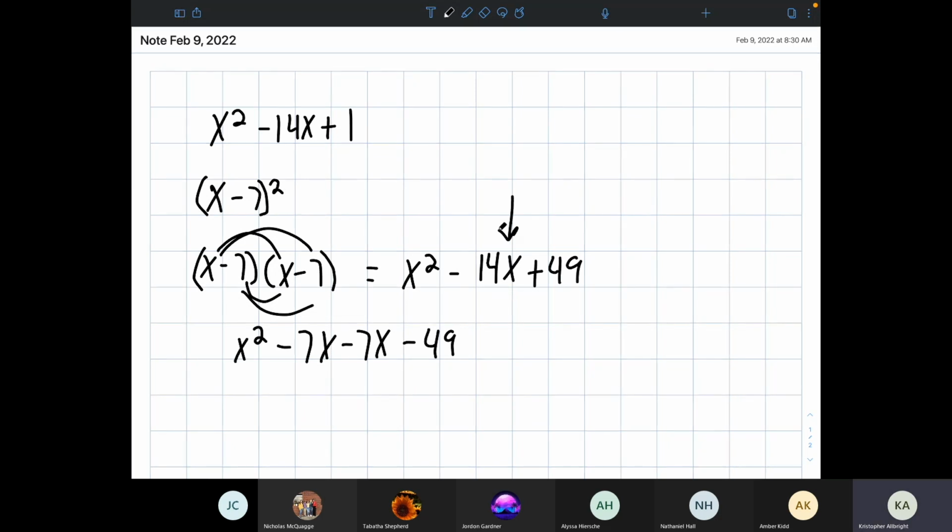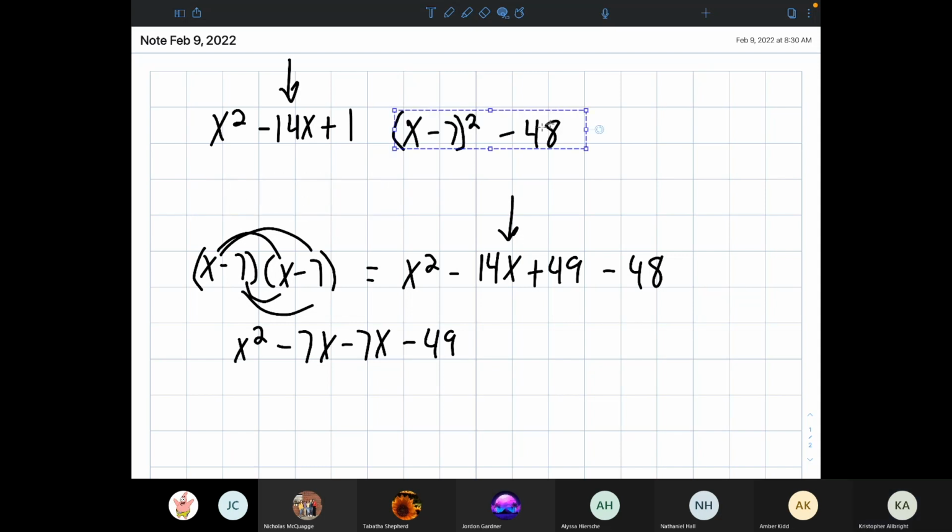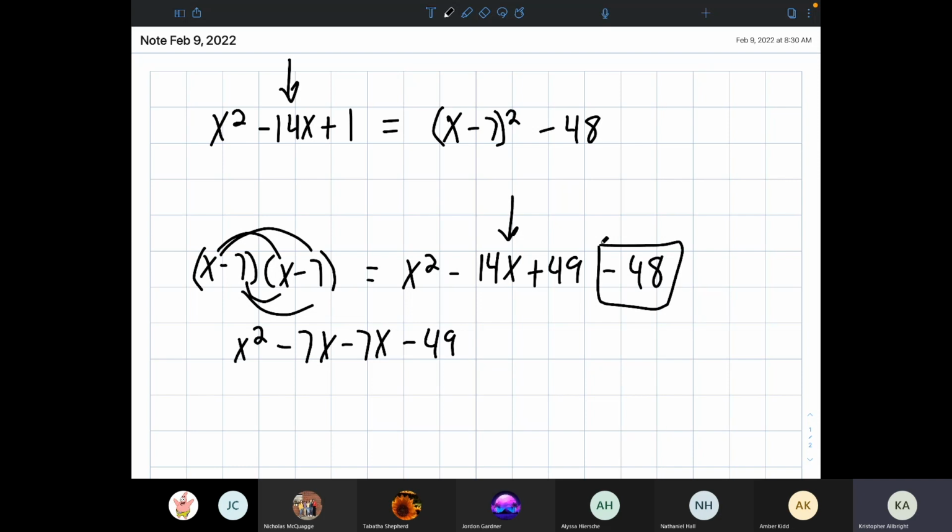Okay, so this looks sort of similar to what we have here. But we have this 49 instead of the 1. And when we have the 49 instead of the 1, this is still a valid thing for us to write. But we have to take away something to make it 1 again. So that's where the negative 48 comes in. When we write this, we have to subtract 48. And then this equals this. They're the same thing. Because what we have here is x squared minus 14x plus 49 equals negative 48. So we have created this so that way we can write this.